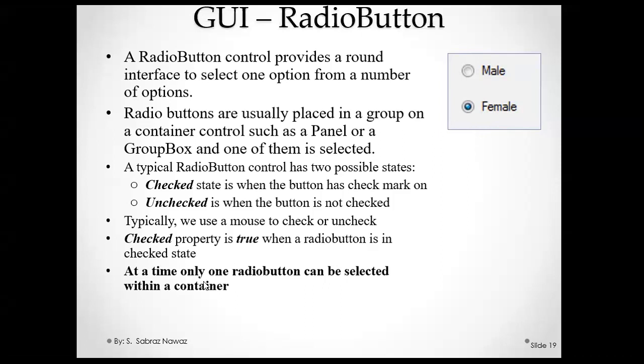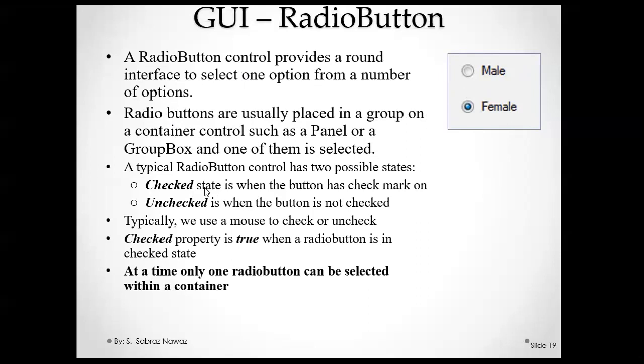At a time, only one radio button can be selected within a container, right? At a container level. So form container, group box container, they are different containers, right? So radio button control provides a round interface to select one option from a number of options. Radio buttons are usually placed in a group or on a container such as panel or a group box, because at container level they are mutually exclusive. I will show you how it works and why we use group boxes.